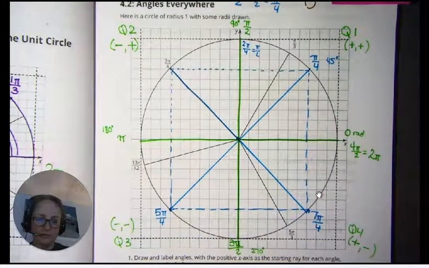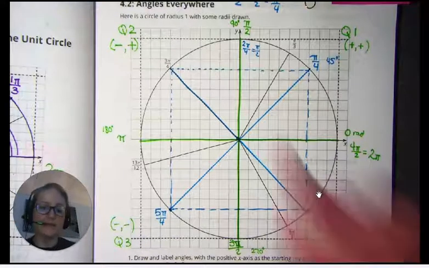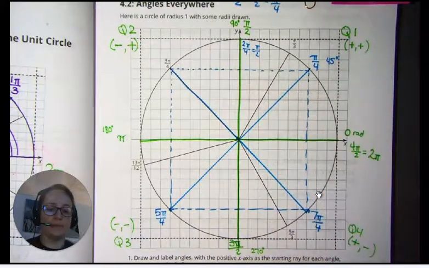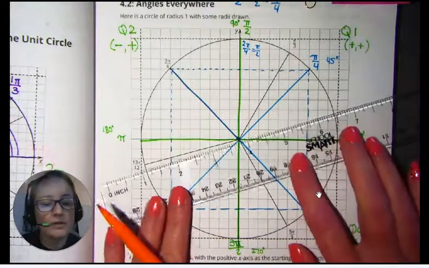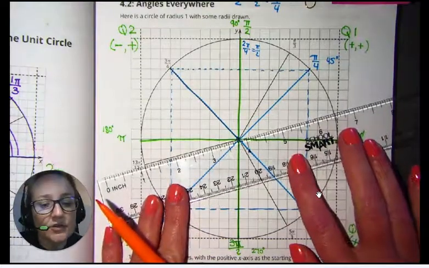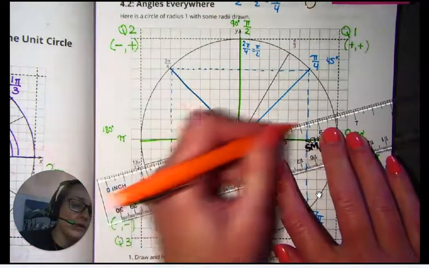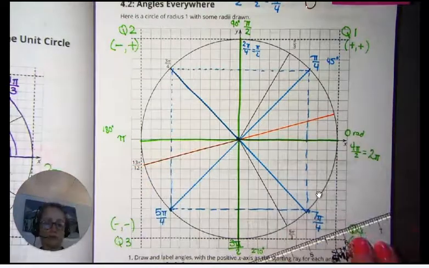Changing colors. I'm going to go to orange. Let's now just work in quadrant 1 here. Okay. They have this thing in as 13 pi over 12. I'd like you to use your straight edge and just draw that same angle continued into quadrant 1. So that's going to be my orange guy there.